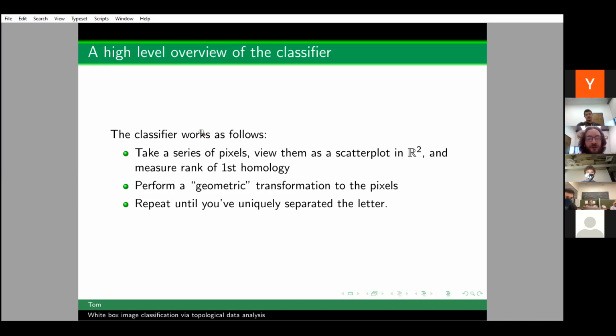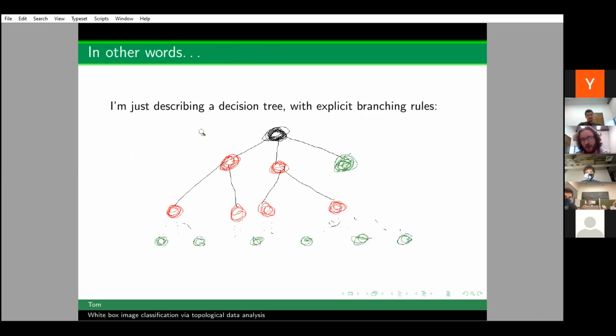So the only thing we're doing is measuring holes and then doing things that look like maybe reflections and some additional operations. In other words, if you are familiar with machine learning a little bit, I'm basically just describing a decision tree, but the branching rules are very explicit.